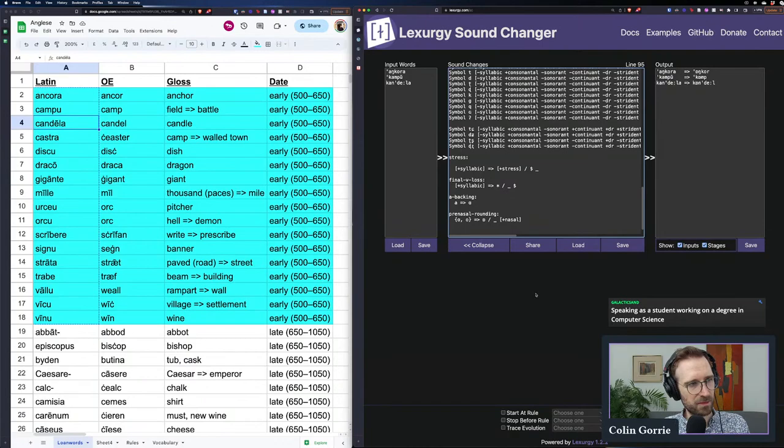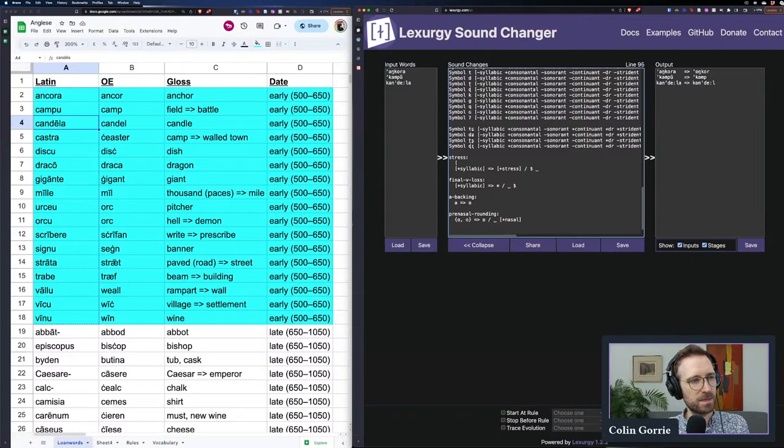Okay, so here's what's happened. When I was writing ancora, technically, it looked like the stress symbol. It wasn't the stress symbol, and so that's why Lexurgy didn't recognize it. Now, when I've added it, it seems that my stress assignment rule does nothing. So let's try and debug that.